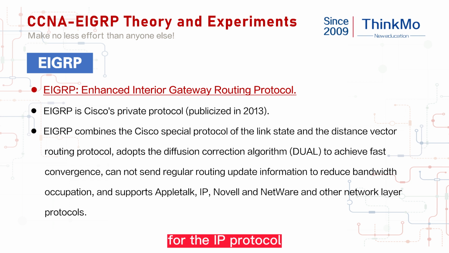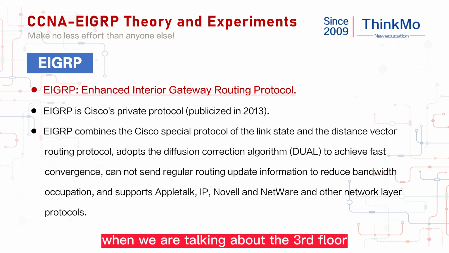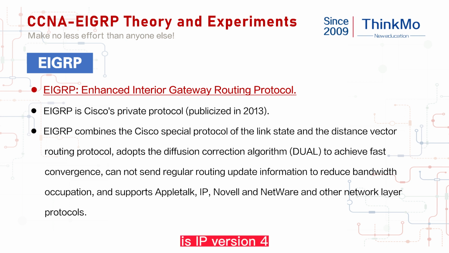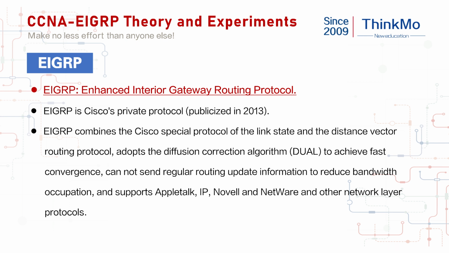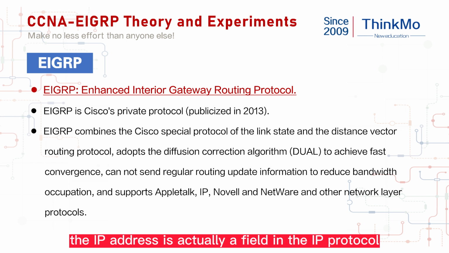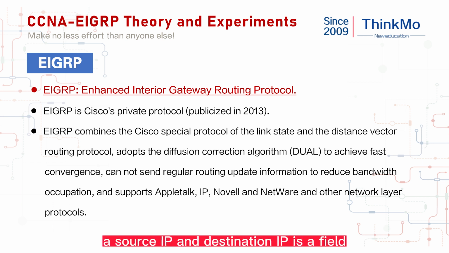For the IP protocol, the first thing you need to know, when we were talking about the third layer, I actually told everyone that the IP protocol we are using now is IP version 4, Internet Protocol version 4. We now also have IPv6. You may be more interested in IPv4 and IPv6 as they relate to IP addresses, but the IP address is actually a field in the IP protocol. A source IP and a destination IP are fields.